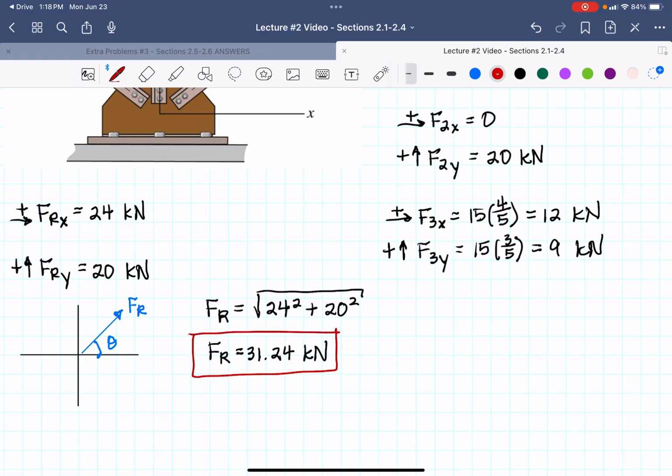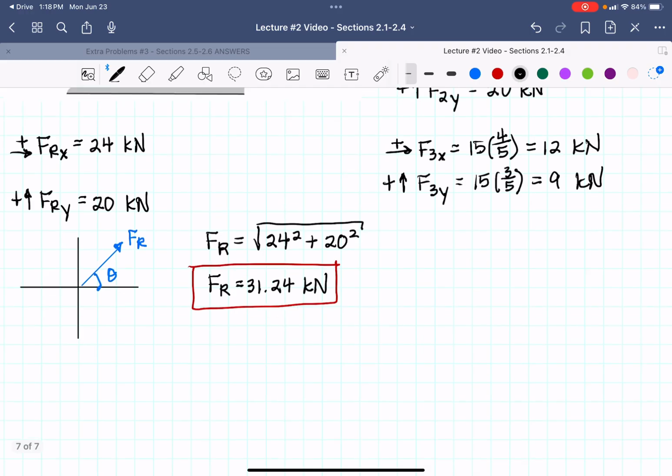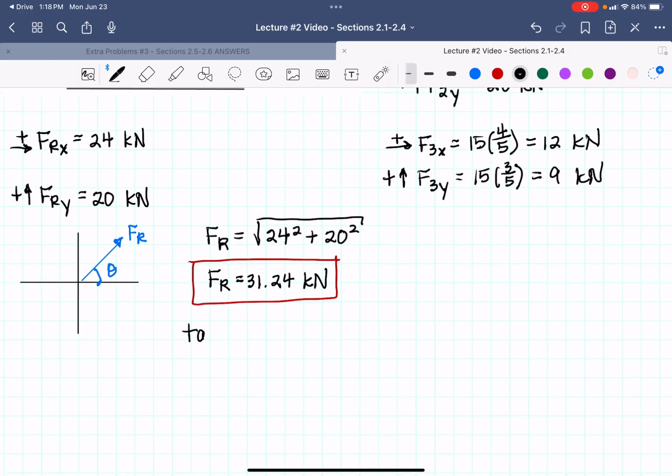Now let's figure out what our angle is. We're going to say the tangent of theta is the y component, which is 20, over the x component, which is 24. So theta, oof, that was a bad theta, equals 39.81 degrees, and it is from the positive x-axis. Yay!